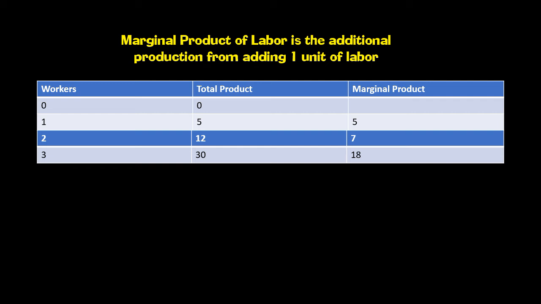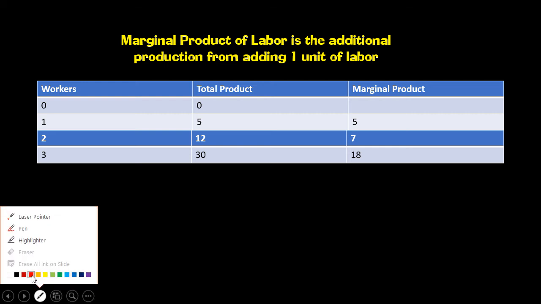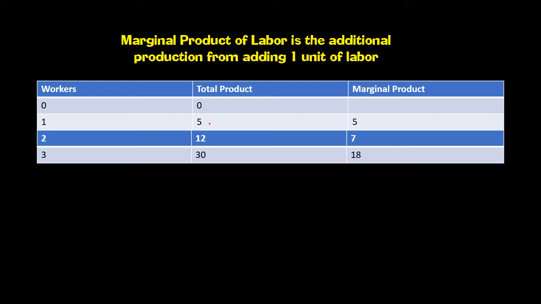So now I hire worker number 2. With worker number 2, I can produce 12 burritos. So now I've got 2 people working. I'm making 12 burritos an hour. The marginal product of that worker is 7. Yes? 7. Difference between 12 and 5 is 7.